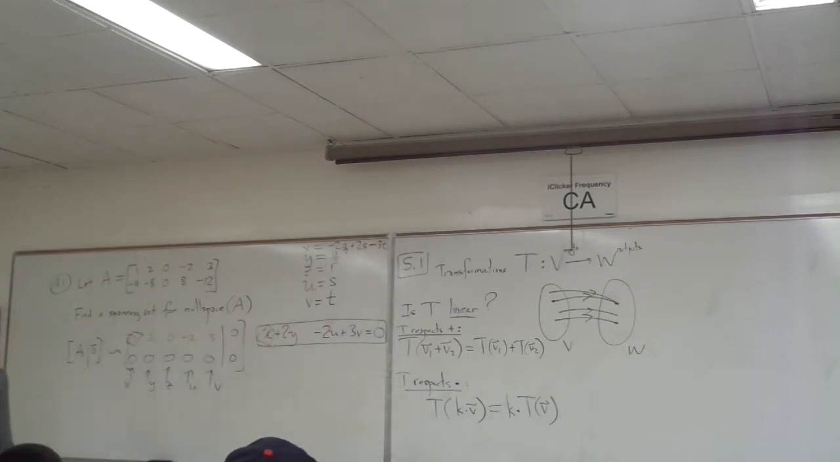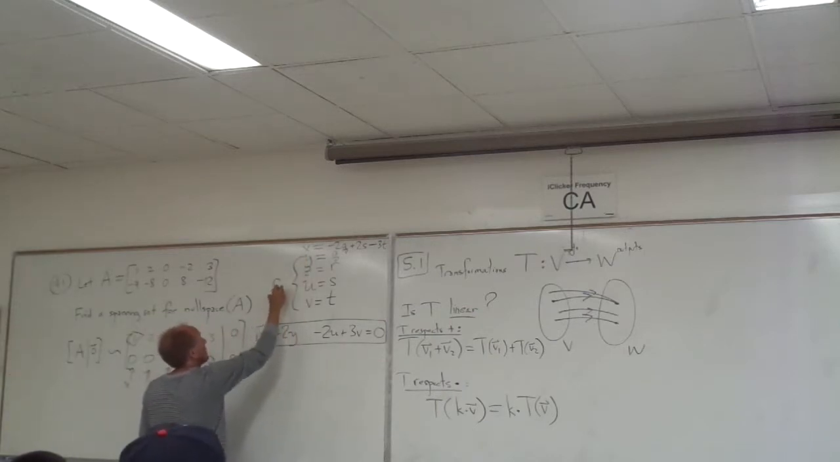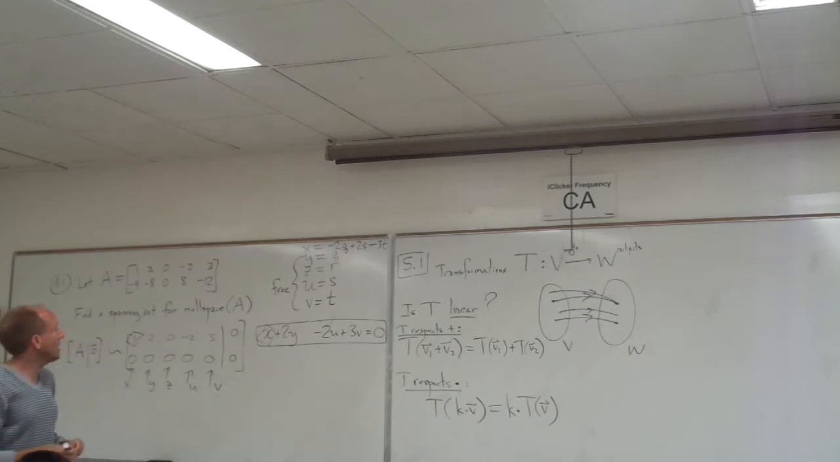That look all right? Yeah, Ken? No, x is not free. X is not free. These are the free ones here. X is the one that has the pivot on it. That means it's not free. Exactly. So X is not free. So this is what we end up with.